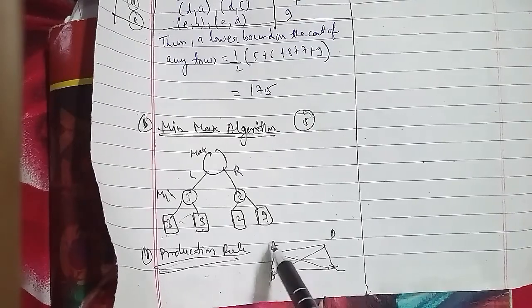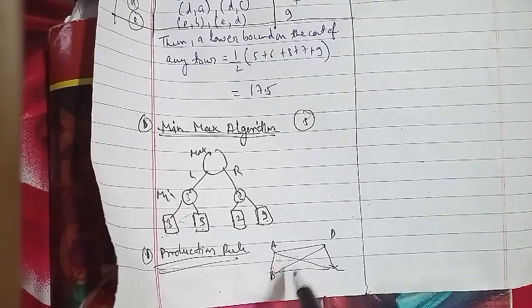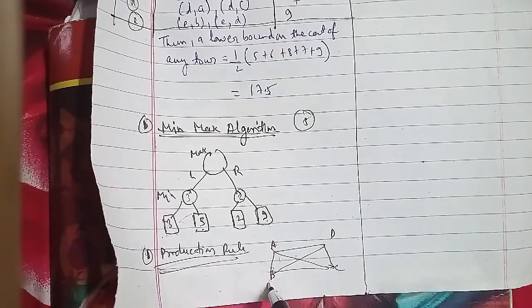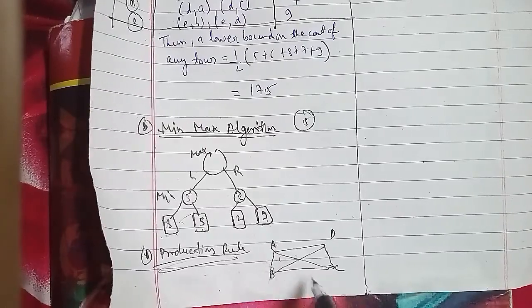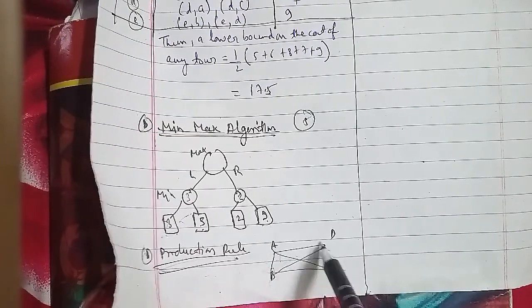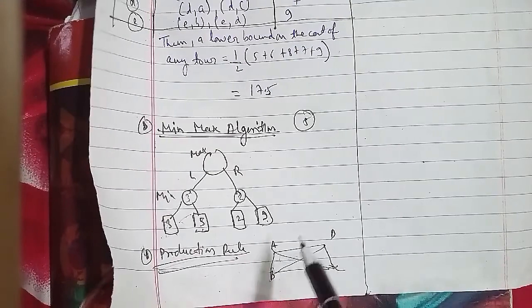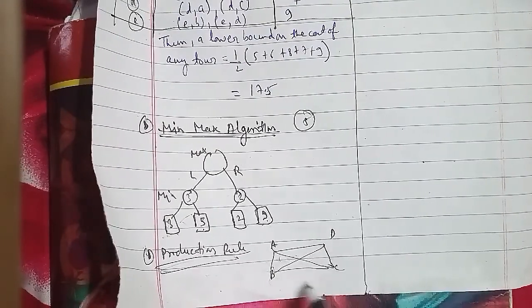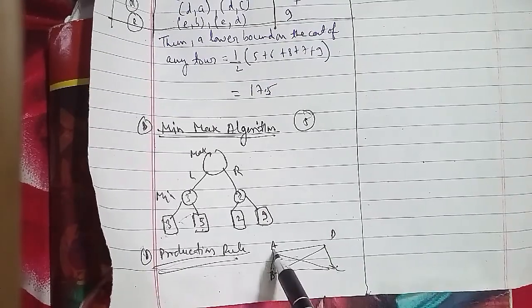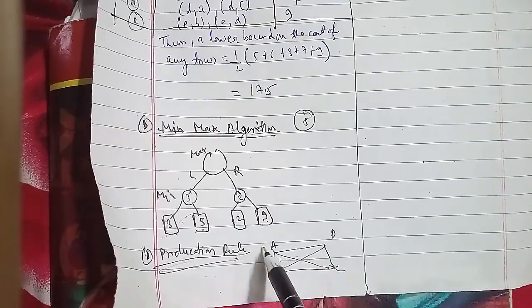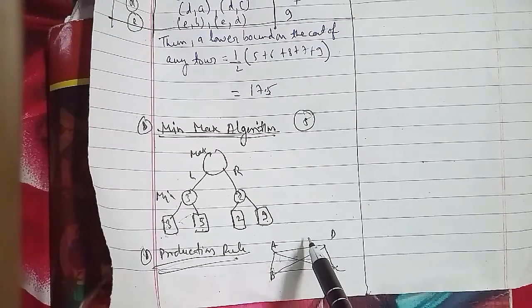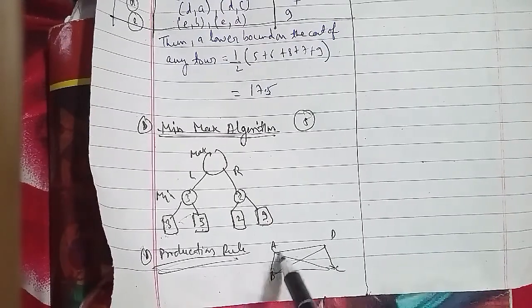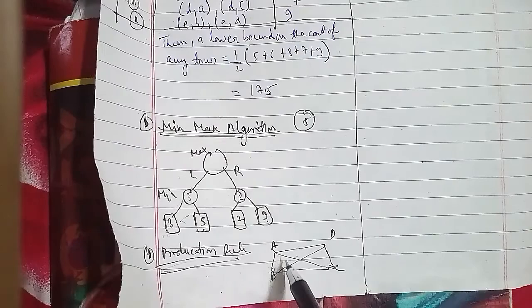And if the fourth city is B, then the salesman will return to the first city, that is A. And if the fourth city is C, then the salesman will return to the first city, that is A. If the fourth city is D, then the salesman will return to the first city, that is A. Okay, so this is all related to that.